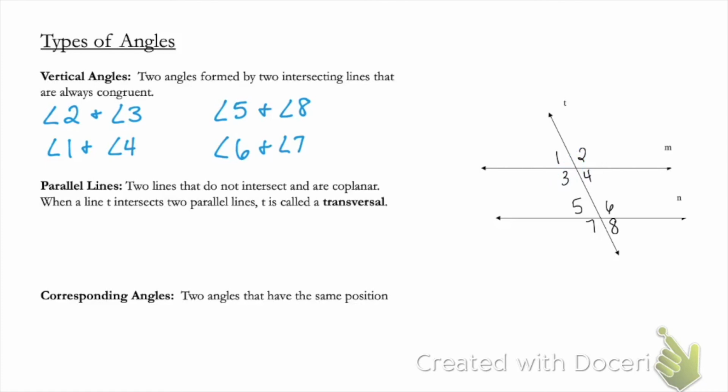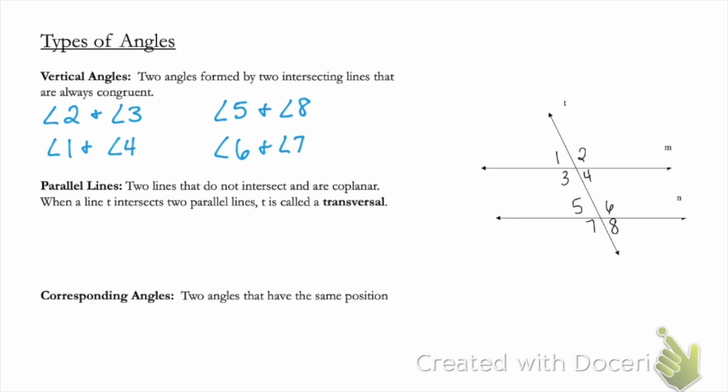Next, we have parallel lines. Not really an angle, but it fell into this category. Two lines that do not intersect and are coplanar. So they don't intersect, meaning they don't cross each other, and coplanar just means they're on the same piece of paper, for example. They wouldn't be 3D.